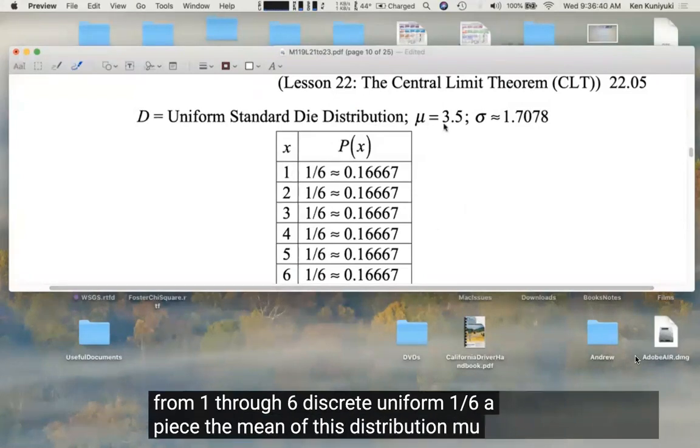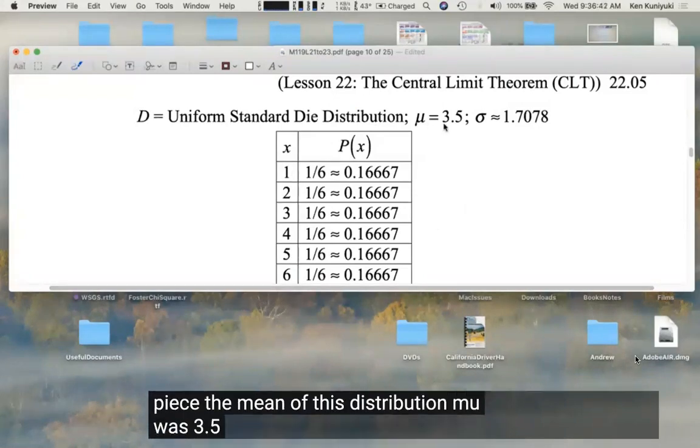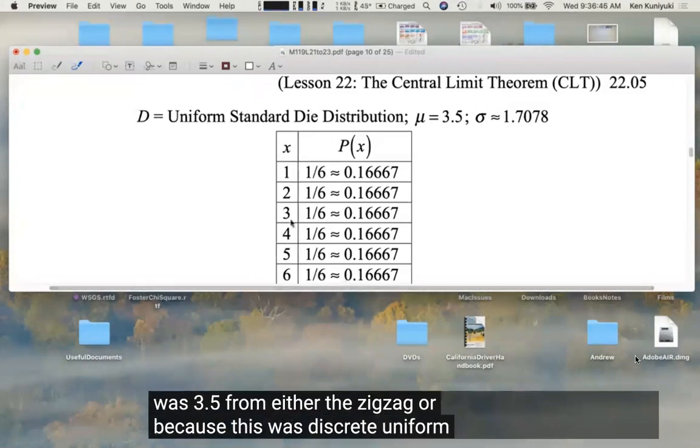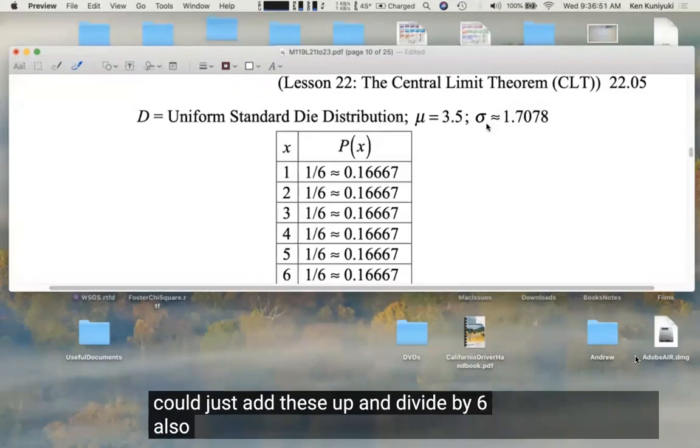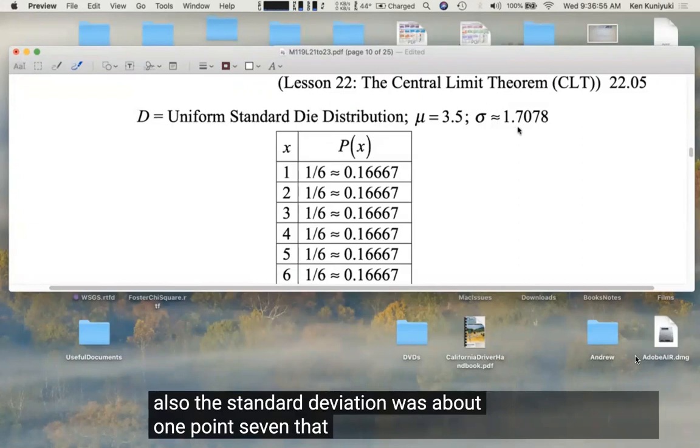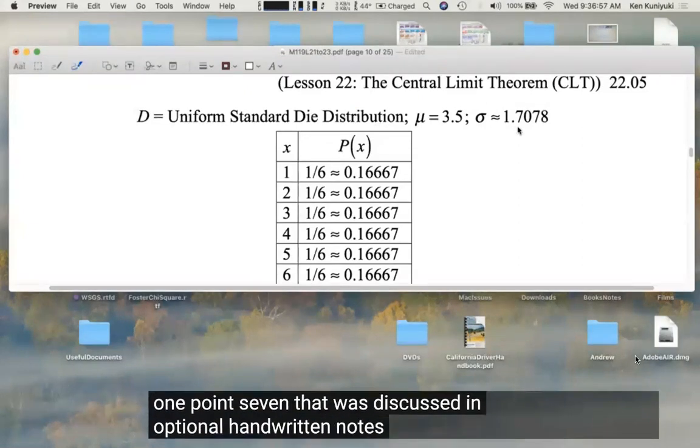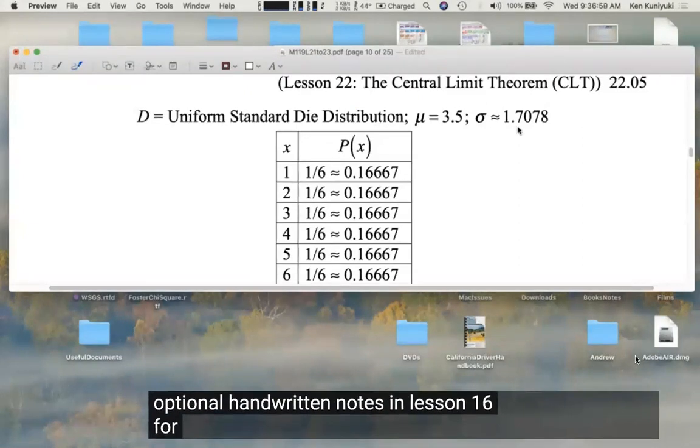The mean of this distribution, mu, was 3.5, from either the zigzag, or because this was discrete uniform, you could just add these up and divide by 6. Also, the standard deviation was about 1.7. That was discussed in optional handwritten notes in lesson 16. For now, take that on faith.